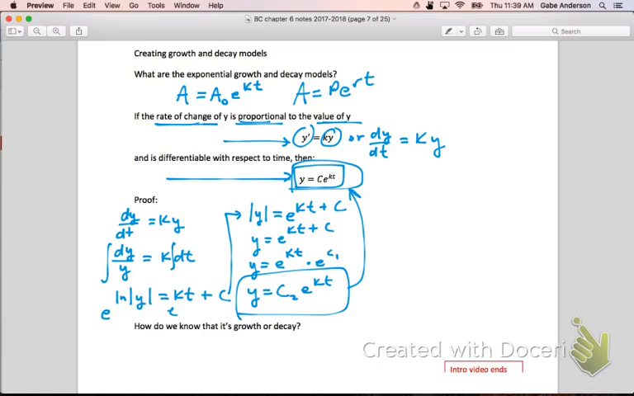One last question here: how do we know that it's growth or decay? It comes down to the k value. If k is positive, then we're looking at growth. If k is negative, we're looking at decay. So something to think about there to finish things up. Okay, so that's it for exponential growth and decay. We'll do a couple of examples when you get to class. See you then.